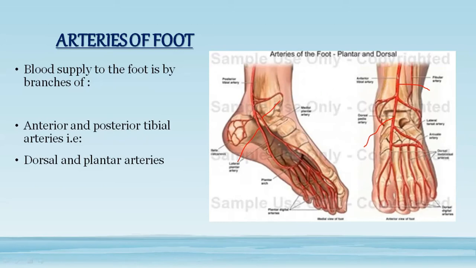It is the branch of the anterior tibial artery, and this artery supplies the dorsal aspect of the foot. The second is the plantar arteries, which are the branches of the posterior tibial artery, and these plantar arteries supply the sole of the foot, or the plantar aspect of the foot.